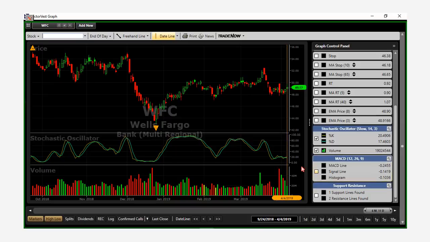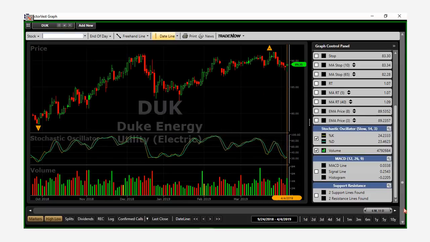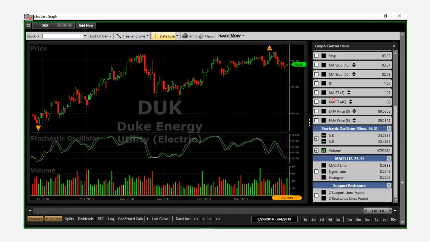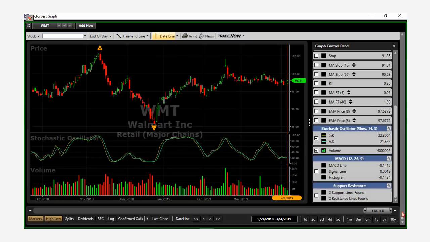Wells Fargo. Stochastics has been below 20 here for a little while. Also, looks like we got a little mini support here as well. Okay. I could just go through stock after stock. Let me show you one more here. Here's Duke Energy. Stochastics going from below 20 to above 20. Same thing with Walmart. Okay.